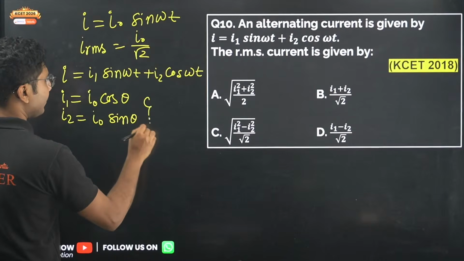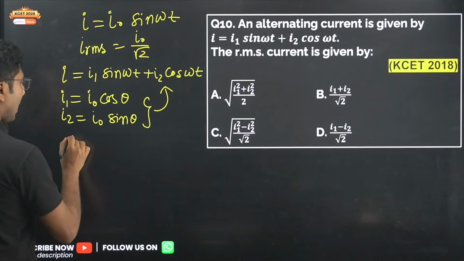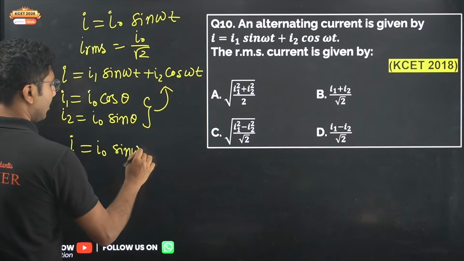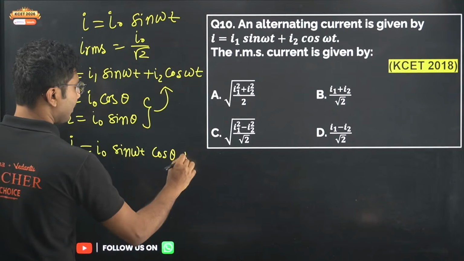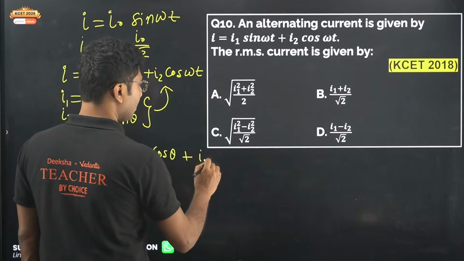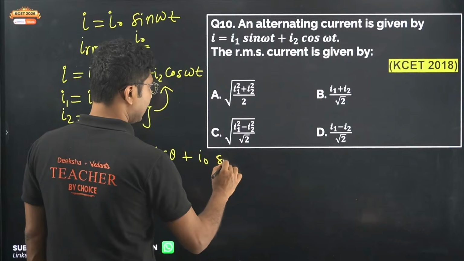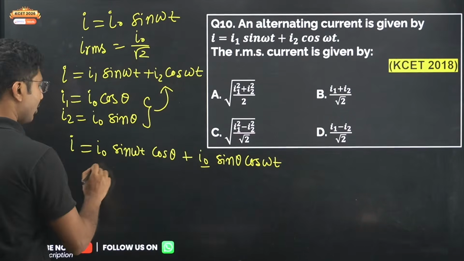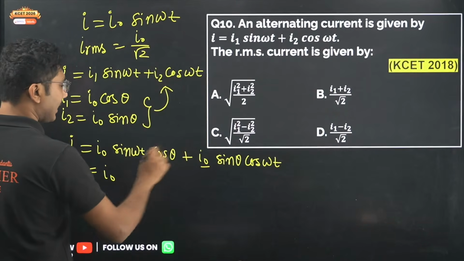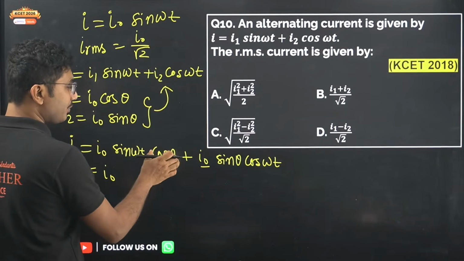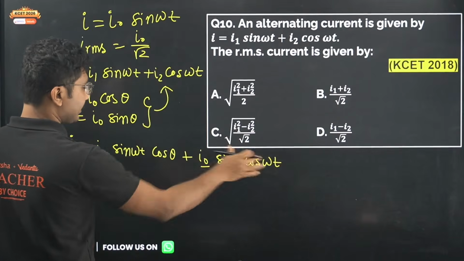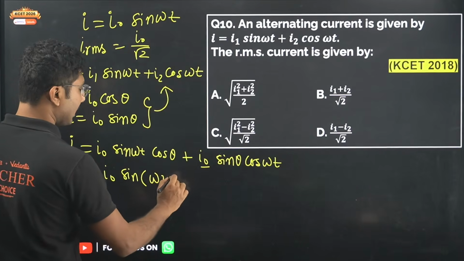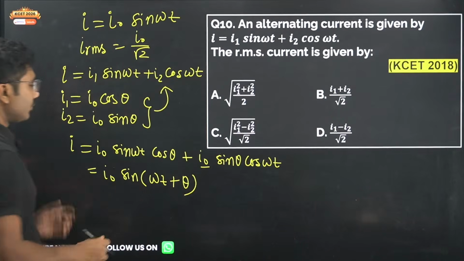Once you substitute these two in this equation, what do you get? You get I equals I naught sin omega t cos theta, I am just writing it so that you can identify it, plus I naught sin theta cos omega t. If you take I naught common, what is there inside the bracket? Sin A cos B plus sin B cos A, that is sin of A plus B. So this is nothing but I naught sin of omega t plus theta. So this is the current.